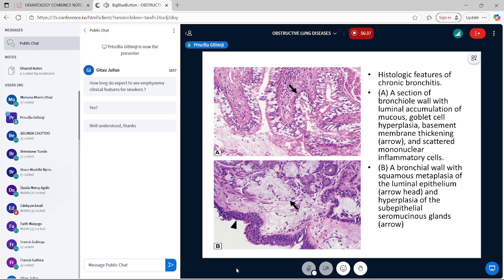On the image labeled B, it's still a histologic image of your bronchial wall. So this is the larger airways. And of course, in the larger airways, you can see the difference in this epithelium. So this is the respiratory epithelium, of course, with goblet cell hyperplasia. But you can see here, there is squamous cell metaplasia. So this epithelium has been replaced by squamous cells, and then you also have these mucus glands that are usually in the subepithelial space, and you can see that there is hyperplasia of these mucus glands.